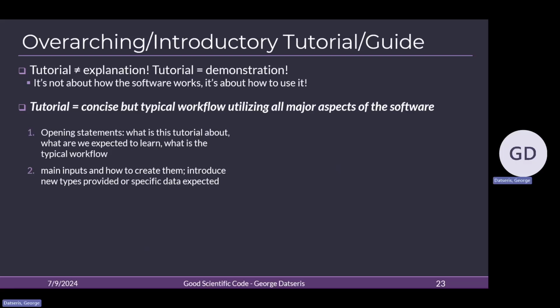How do you create them in code with actual runnable code? And how do you use them? So if your software provides some new types, you have to introduce them. If it expects existing data structures, you just create them.